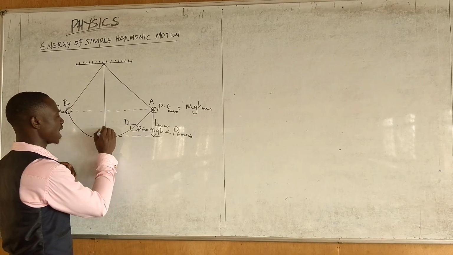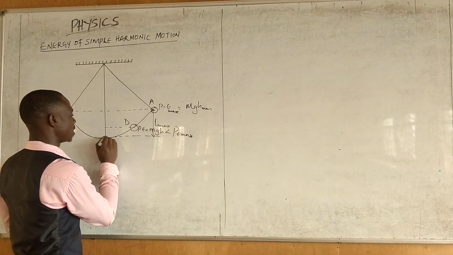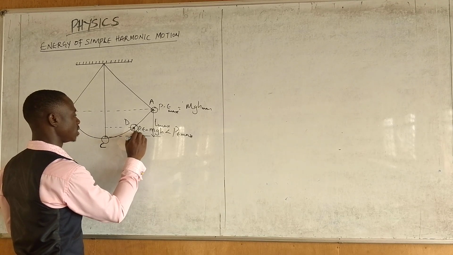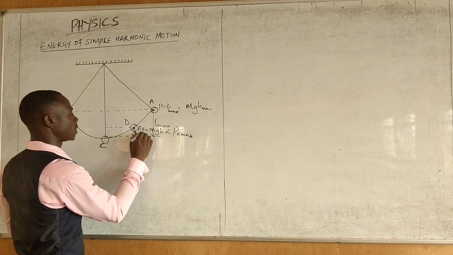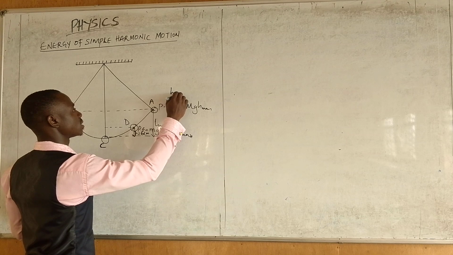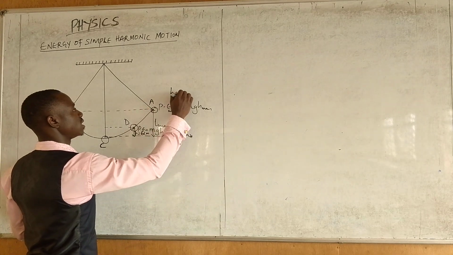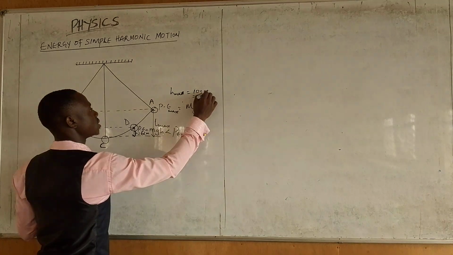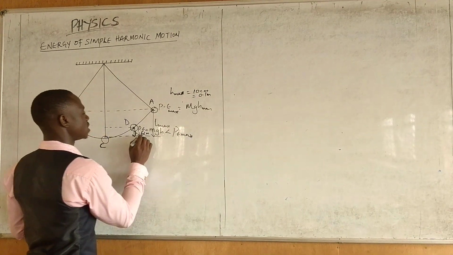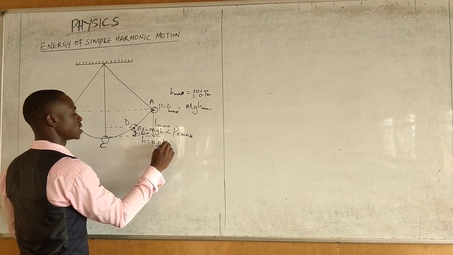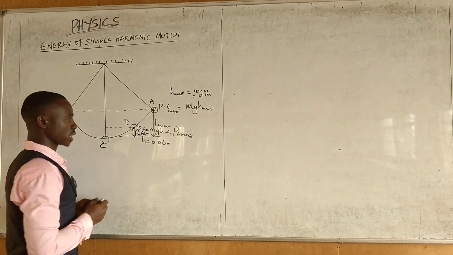But let me assume that this height here, h, is 6 centimeter, and let me assume that h max, the height here, is 10 centimeter. 10 centimeter is 0.1 meter. Then 6 centimeter is 0.06 meter. So, okay, can we calculate?